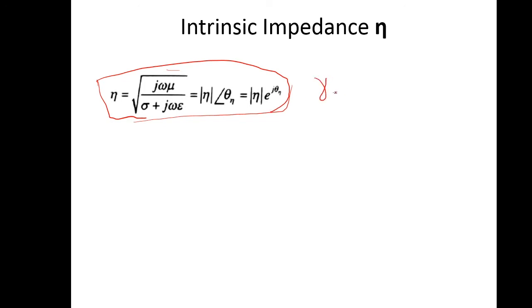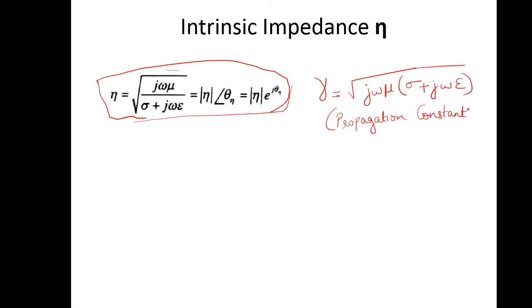And gamma is similar. Propagation constant gamma is equal to square root of j omega mu into (sigma plus j omega epsilon). This is the equation for gamma, which is propagation constant. So compare these two equations. This term and this term are the same in both. This is intrinsic impedance. Okay. Here it is j omega mu divided by sigma plus j omega epsilon. Gamma, it is square root of j omega mu into (sigma plus j omega epsilon). So you have to compare and learn these two equations. Okay.